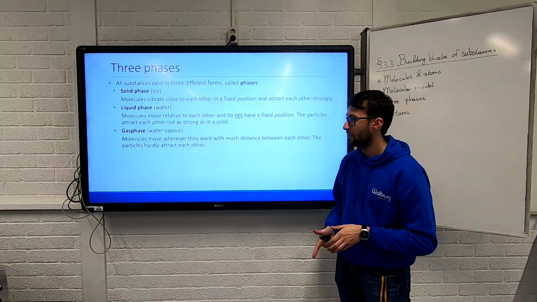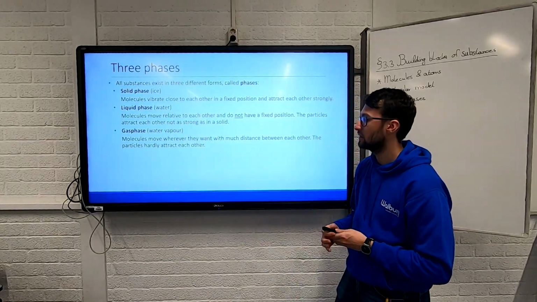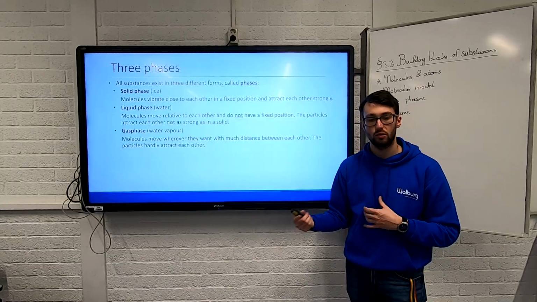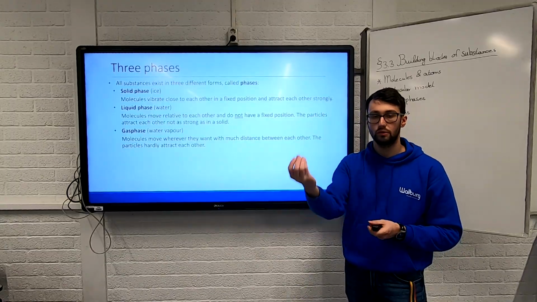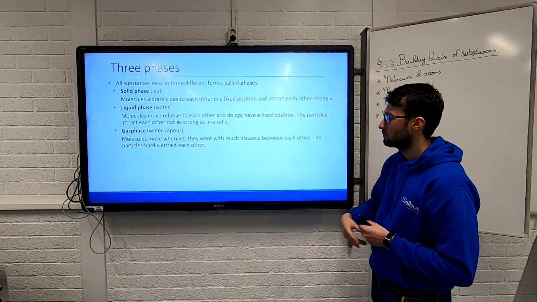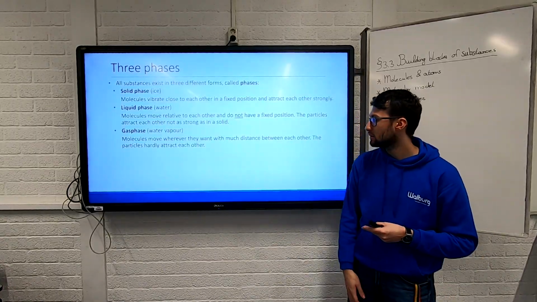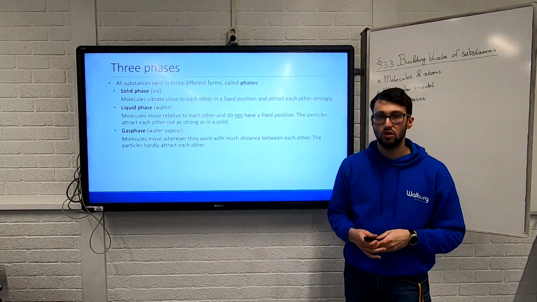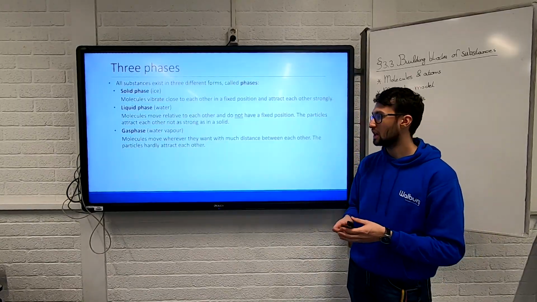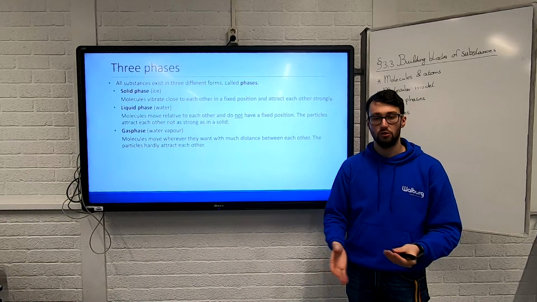Finally, the gas phase. I see I forgot space there. Simple example, water vapor. When you start to boil water, you can see the water vapor rising up from the water. Well, molecules move wherever they want, with much distance between each other, and they don't attract each other. So, gas phase, same as the air around us.